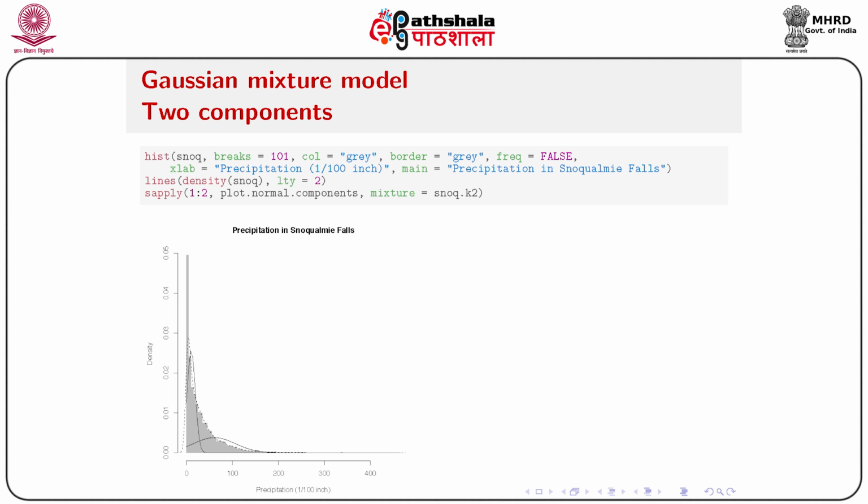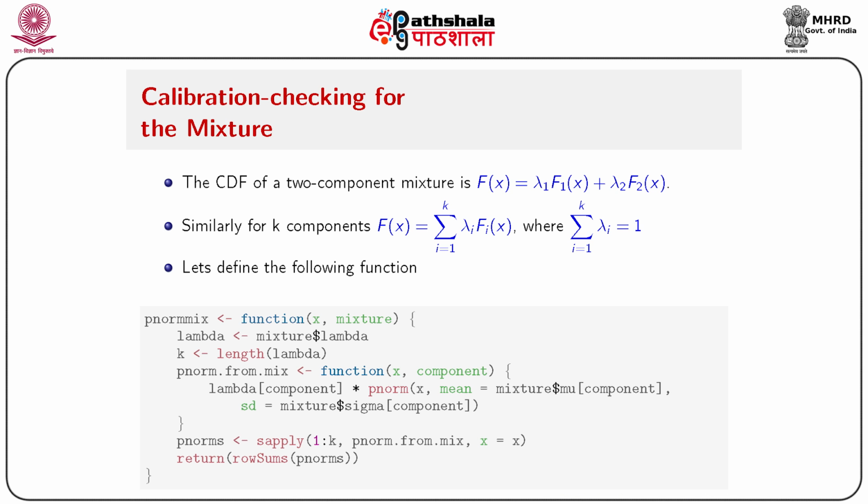For two components, I am using two components: this is the histogram, then lines, then the density function, and then the two component mixture model. If you see, the two component mixture model doesn't fit very well. Then we can calibrate whether it is a good fit or not.